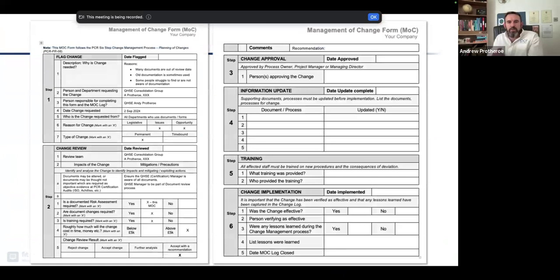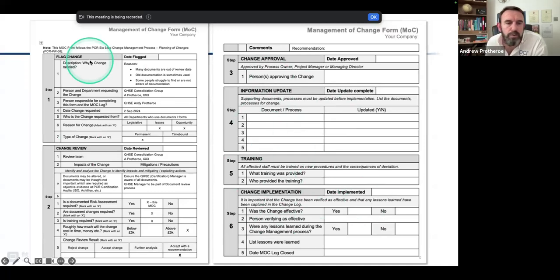Management of change. I've only got 2 docs up for this, but it's a big thing, the management of change. And I just wanted to show you this. We operate with a sort of 6-step process. Step 1, flag the change. Then you have a change review to see if it's needed. Then you go for change approval. Then you information update, what's got to be updated. Then training on anything that was updated. And then how did that go?